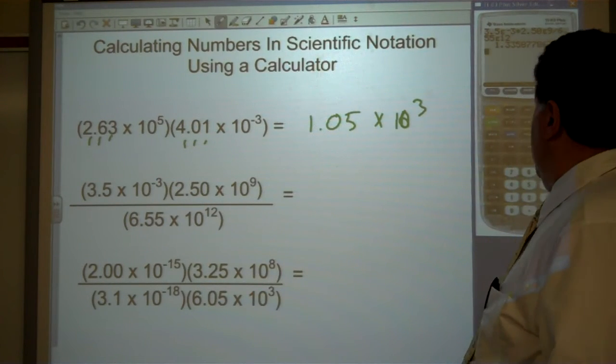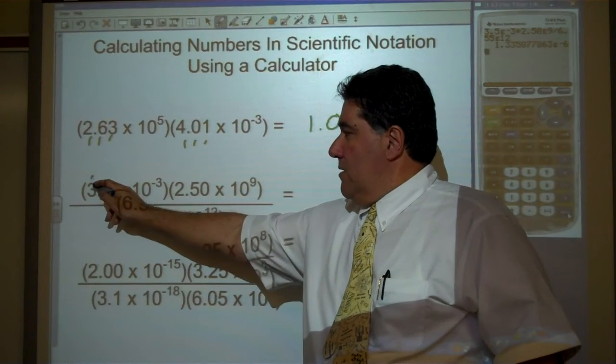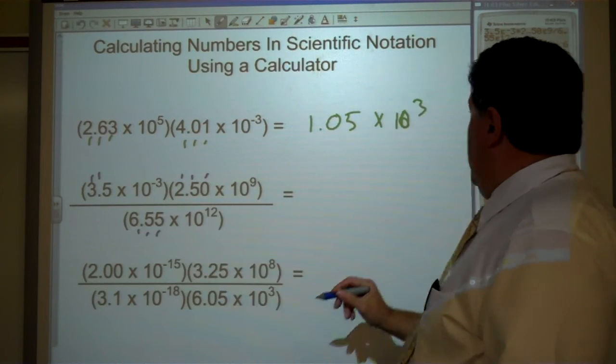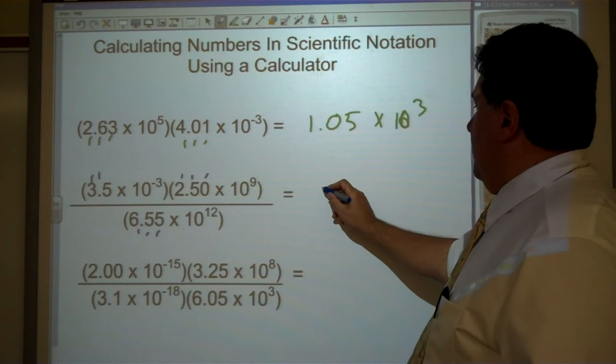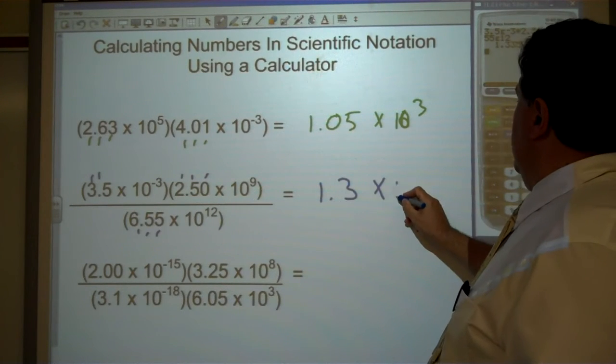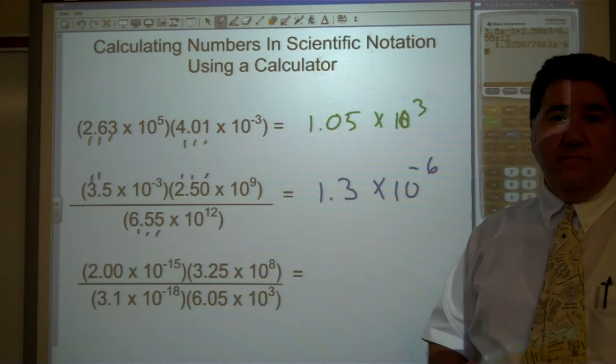But let's check the significant figures out. The least number of significant figures used in the problem here are 2, 3, and 3. So my answer must be rounded off to 3 significant figures. 1.3 times 10 to the minus 6 is the correct answer.